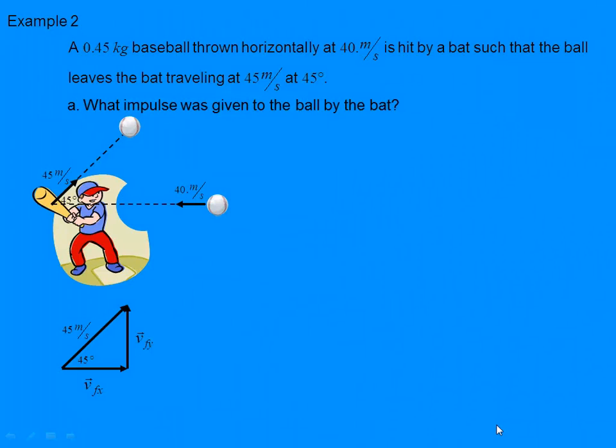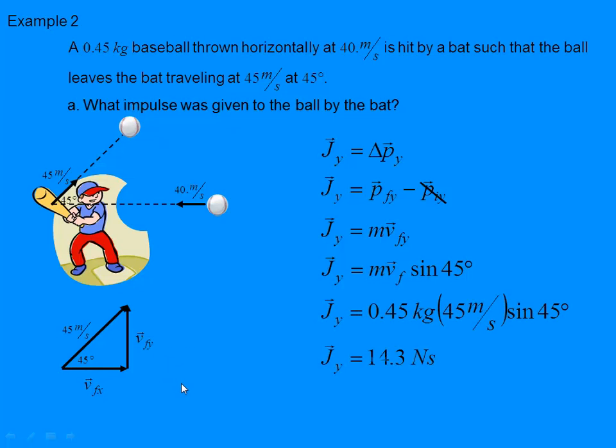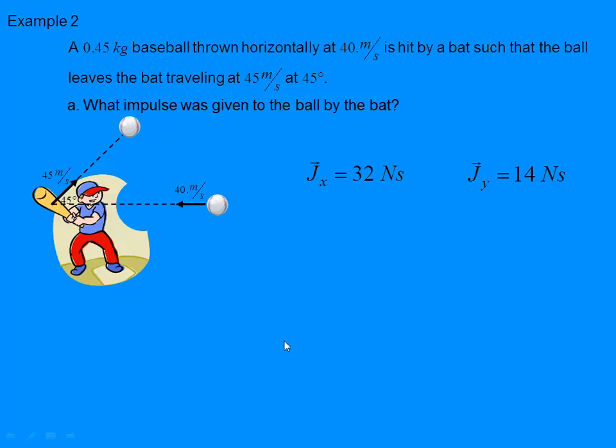What's the y part of the impulse? Well, a similar process. Final y component of the momentum minus the initial y component of the momentum. The initial y component is 0 because it's all horizontal initially, coming in before it hits the bat. The final component of the momentum is mass times the vertical component of the final velocity, if you want to say it nicely. Plug in from our vector diagram over here that VFY is VF sine of 45 degrees. Plug in the numbers, we get a y component of 14.3 Newton seconds. So these are our two answers.